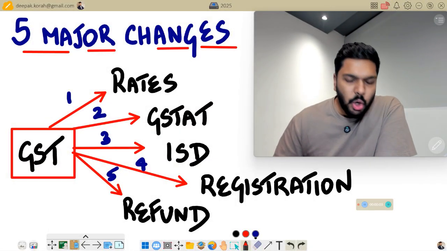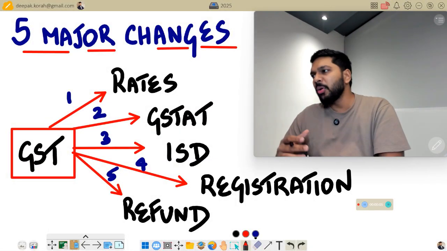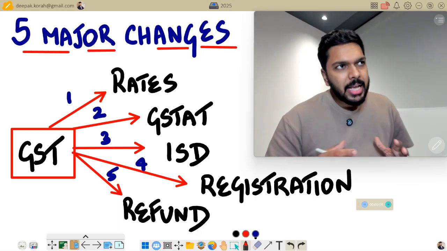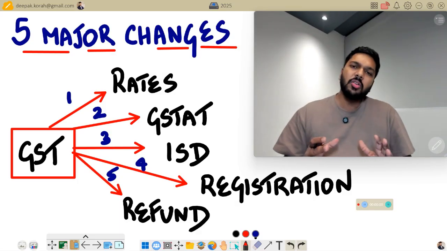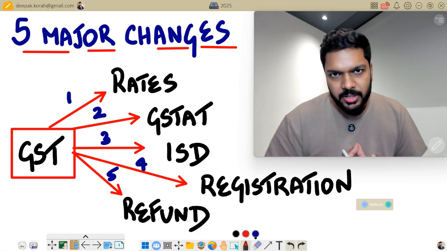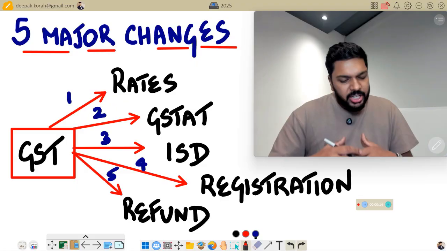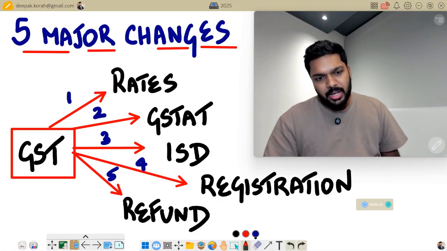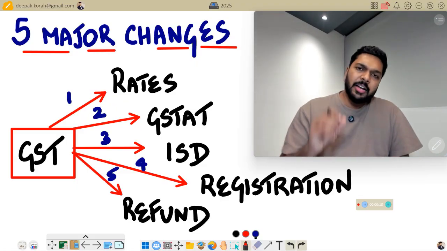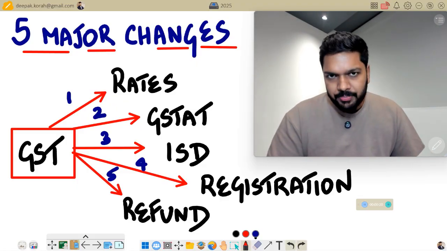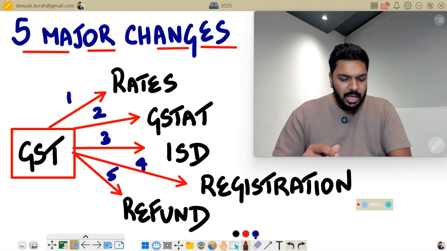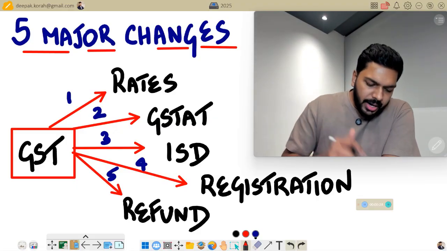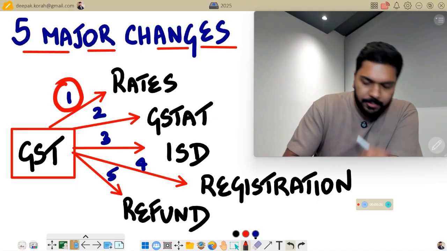So 2025 is all done and dusted, and before we look into 2026 and plan ahead, it is important for all of us to understand what were the major changes in 2025 which reshaped the game of GST in India. So in this particular video, we'll understand 5 of the major changes in GST in detail. But before we do so, let's try and identify what these changes were.